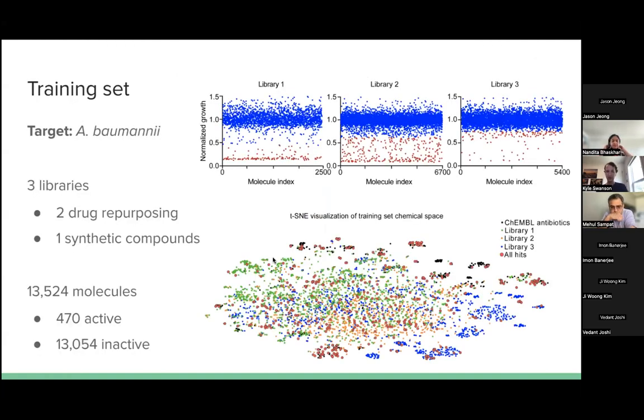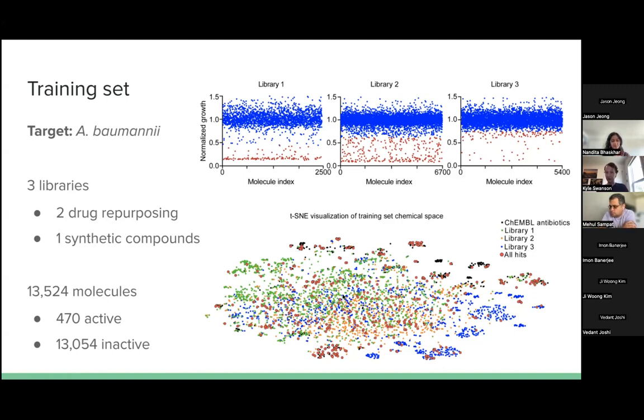Cool. So now we can go through each of these different steps. First, as I was saying, we want to train a property predictor model. And in order to train the model, of course, we need a training set. In this case, our target is going to be Acinetobacter baumannii. So we had our fantastic collaborators go and test a bunch of molecules for us. They took 3 chemical libraries, 2 were drug repurposing libraries, and 1 was a library of synthetic compounds. They tested each of these against Acinetobacter, about 13,500 molecules in total. Among those, 470 were active against Acinetobacter and prevented the growth of the bacteria. The other 13,000 or so were inactive.